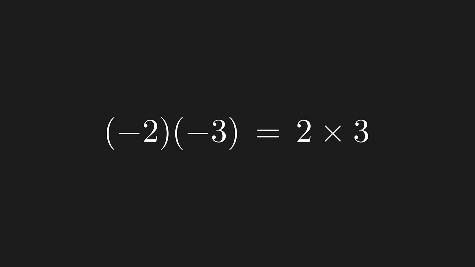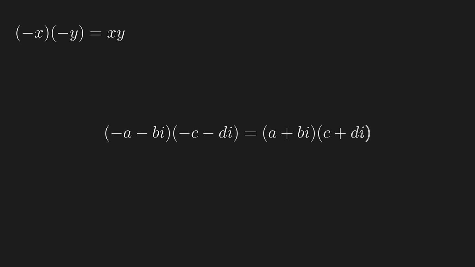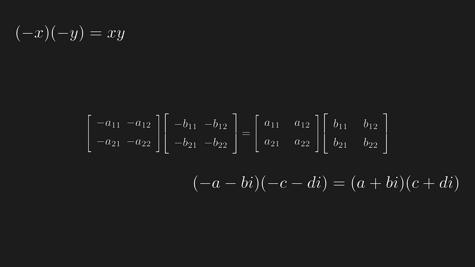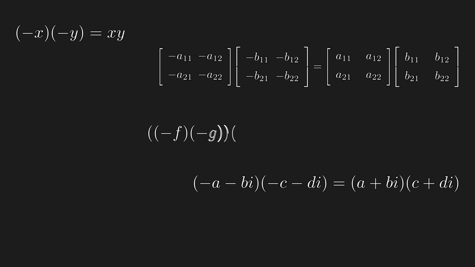So, in the framework of ring theory, we can conclude that negative 2 times negative 3 is equal to 2 times 3. But what we have done is much stronger, and the theorems that we have shown hold for any set that can be classified as a ring.